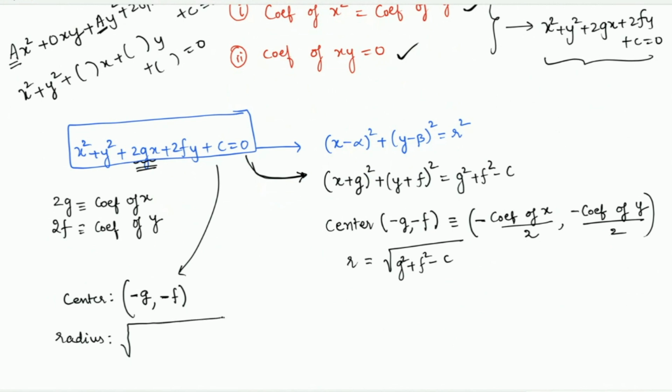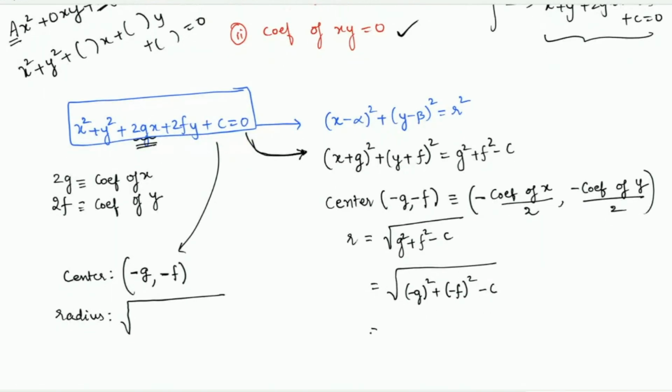What is the radius? I like this formula for the radius. I am remembering it like this. Root of g square, which is the same as minus g whole square, right? f square is the same as minus f whole square. Minus g whole square is the same as g square. Minus f whole square is the same as f square, minus c.